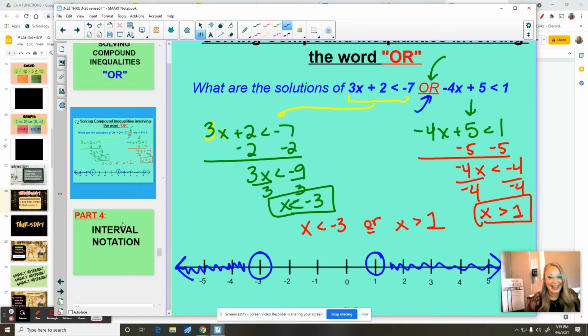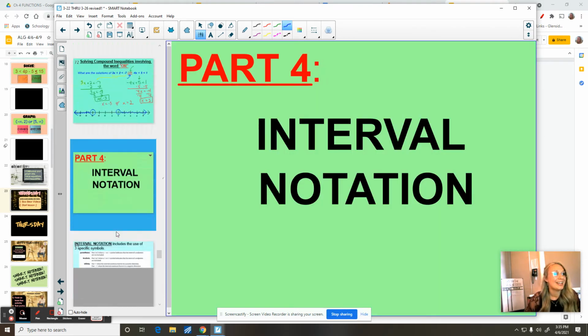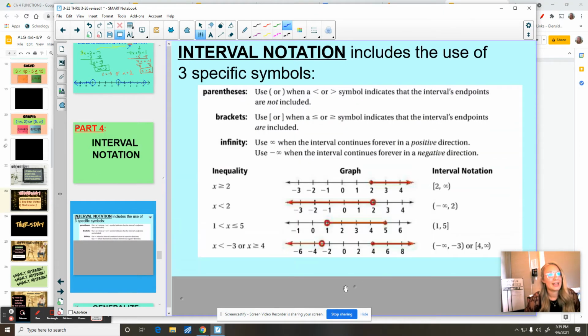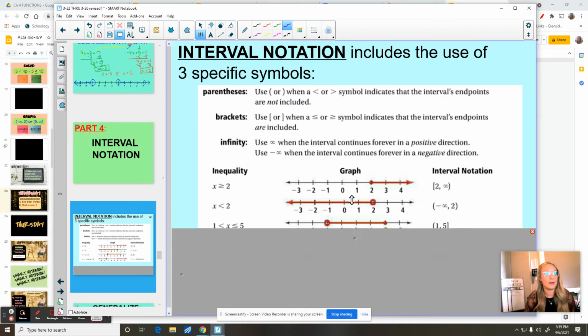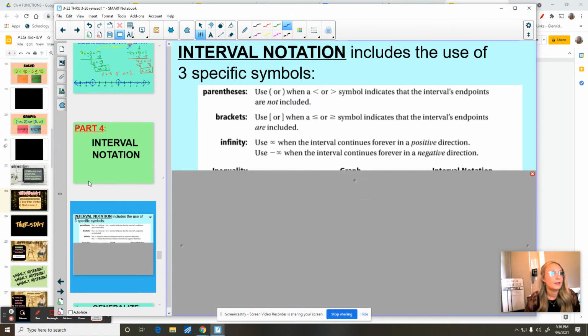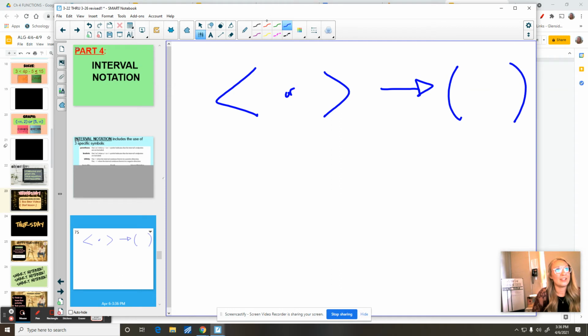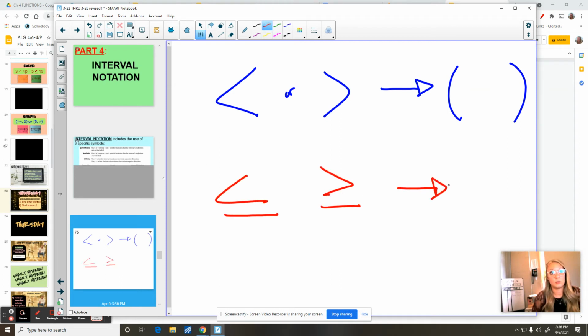Okay, last thing, interval notation. If you look in your book, it has all of these special little things to show you different examples with interval notation. Sometimes it makes it kind of complicated. Here's pretty much the lowdown. When you have a less than or a greater than sign, we are going to use parentheses. When you have less than or equal to or greater than or equal to, we will be using brackets.